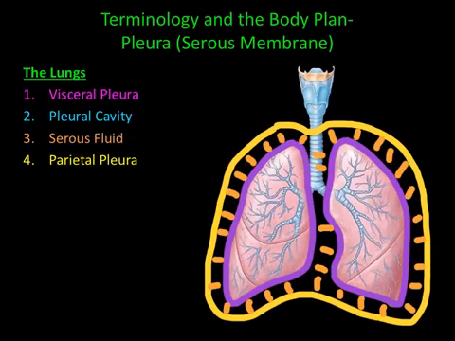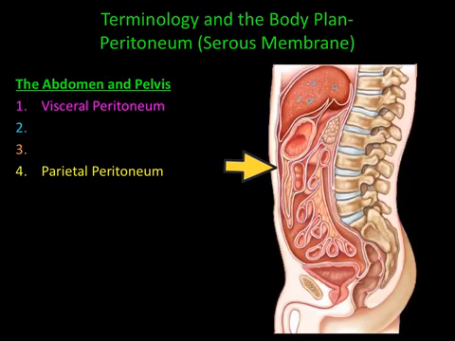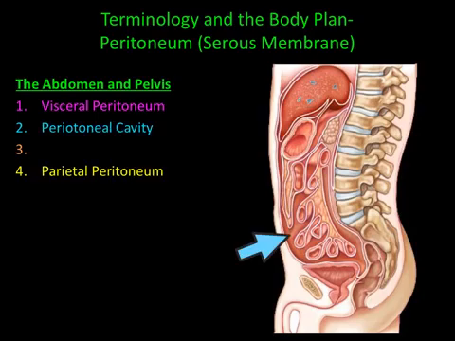you have pleural fluid. The serous membrane that surrounds abdominal pelvic organs is called the peritoneum, and the peritoneum has four parts. The first part is called the visceral peritoneum, which is the membrane that attaches directly to the abdominal pelvic organs. You have the parietal peritoneum, which is the outermost membrane, and in between the visceral and parietal peritoneum you have the peritoneal cavity, and within the peritoneal cavity you have serous fluid or peritoneal fluid.